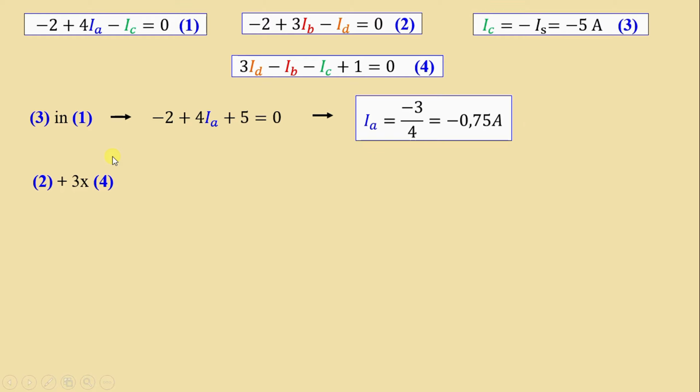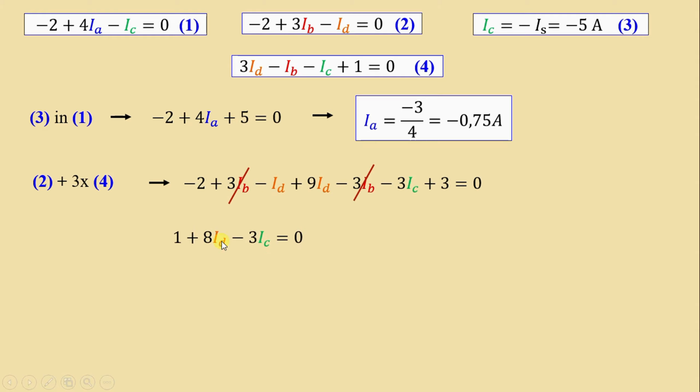We go now to equation 2 plus 3 times equation 4. We obtain negative 2 plus 3IB minus ID plus 9ID minus 3IB minus 3IC plus 3 is equal to 0. We can see here that we have a 3IB minus 3IB, they cancel each other. Finally, we obtain 1 plus 8ID minus 3IC is equal to 0. Then we can obtain ID is equal to negative 1 plus 3IC over 8. We already have IC is equal to negative 5. That means ID is equal to negative 2 amps.